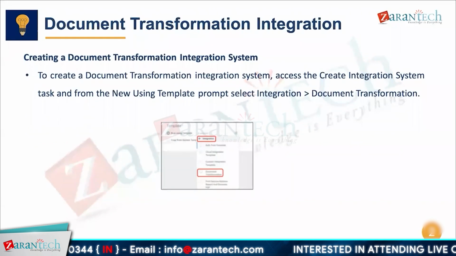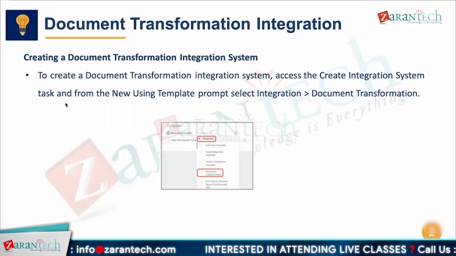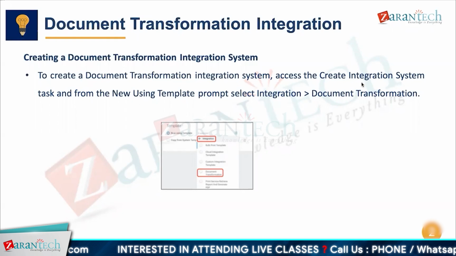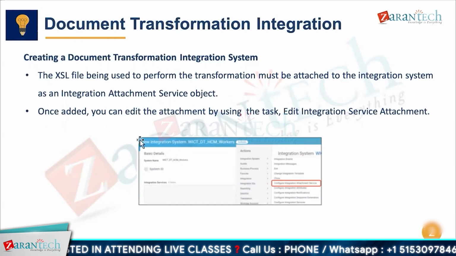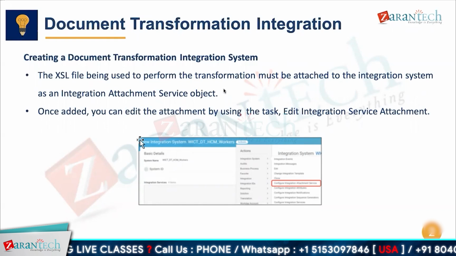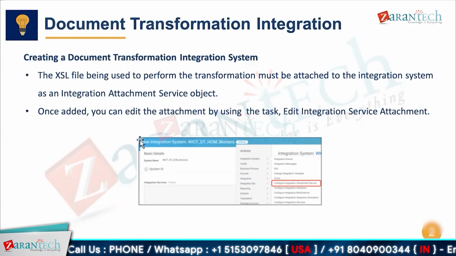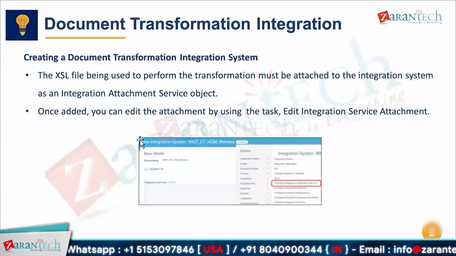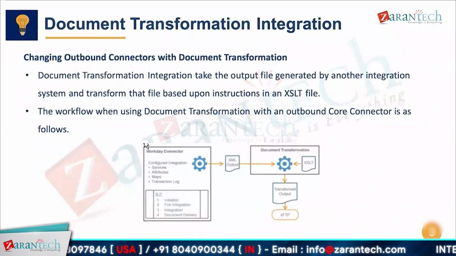To create a document transformation integration system, access the create integration system task, and from the new using template prompt, select integration document transformation. Then we'll create a document and attach it. Once added, you can edit the attachment by using the task edit integration service attachment. So for example, if we have attached a specific file in the document transformation integration, we can edit it later on using the edit task.